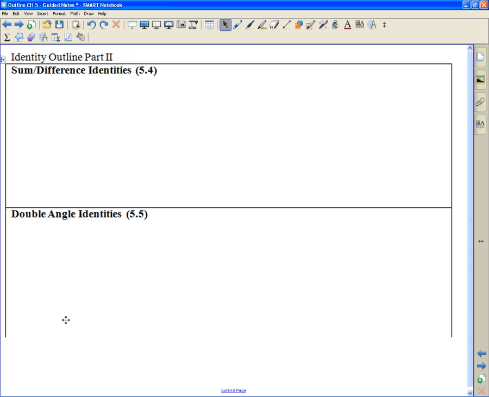We're on 5.4a, and I need you to head to the identity outline part 2. We need to fill in some new identities. These identities actually do not need to be memorized. You just need to know how to work with them. So let's go ahead and start writing some of them down. The first set is called sum and difference identities, and we will use these for 5.4a and b.